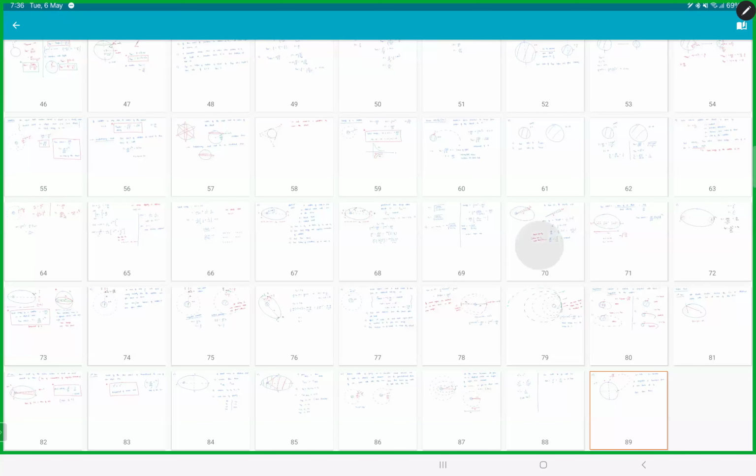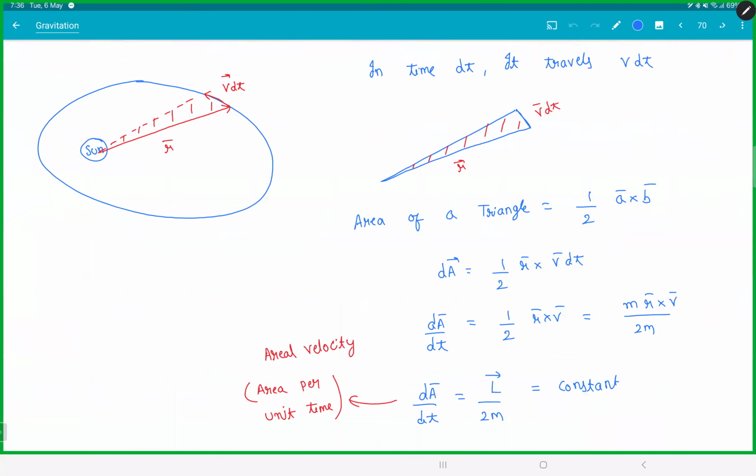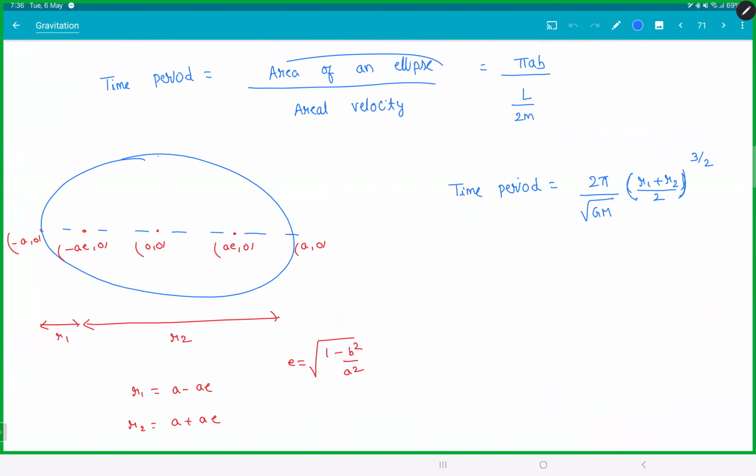was this, isn't it? The time period for an ellipse is the area of the ellipse divided by the areal velocity, isn't it? This was the only time in your entire physics you studied the time period and ellipse together. So that gave me an idea.